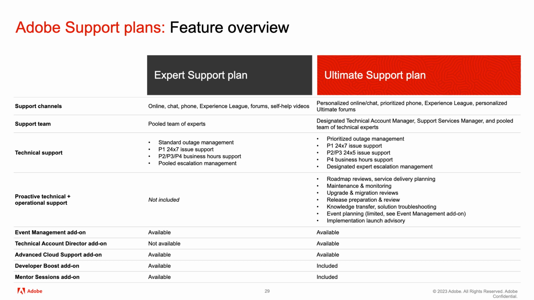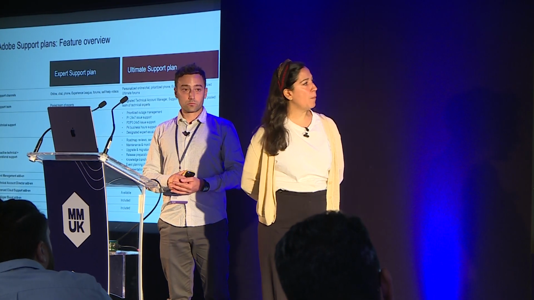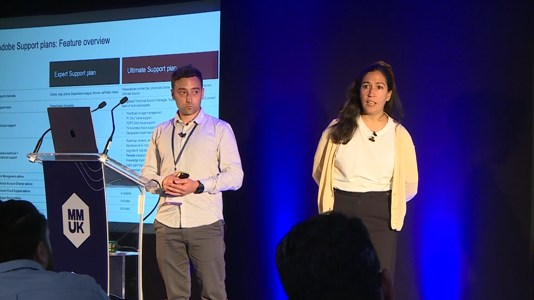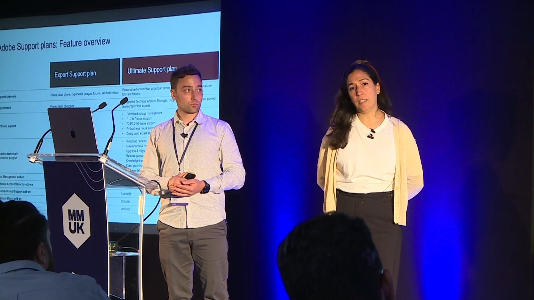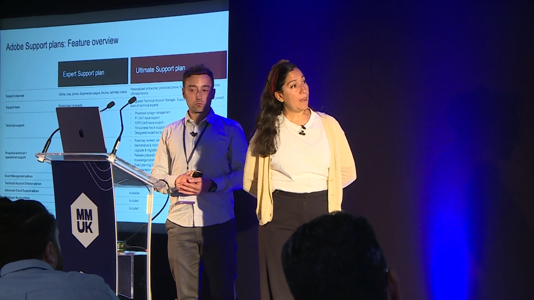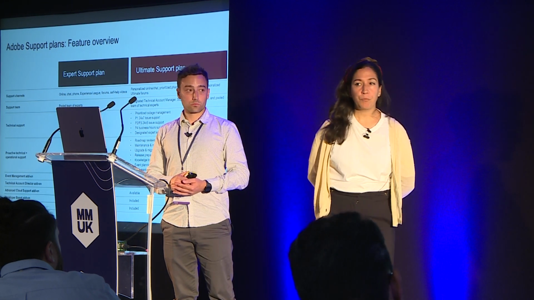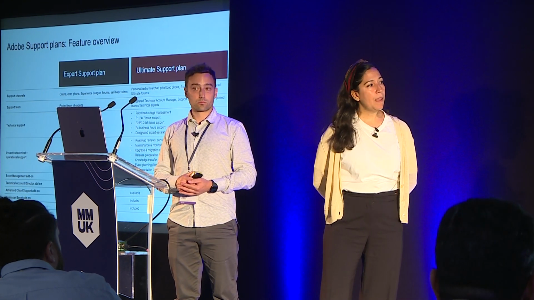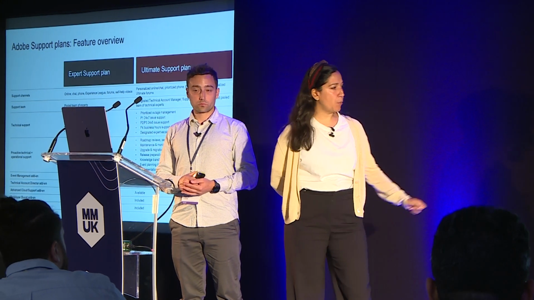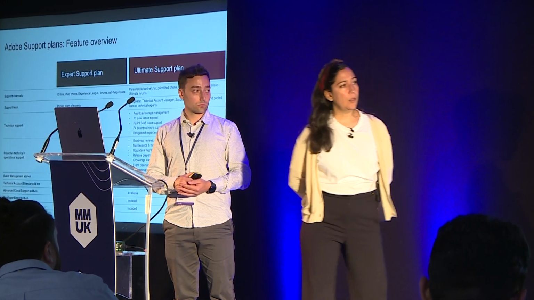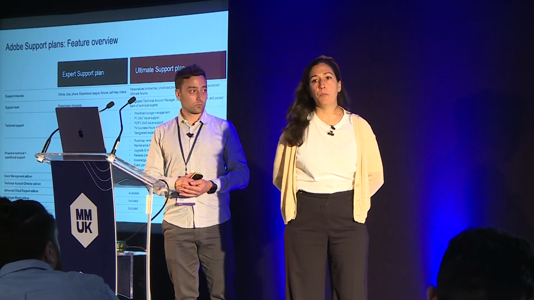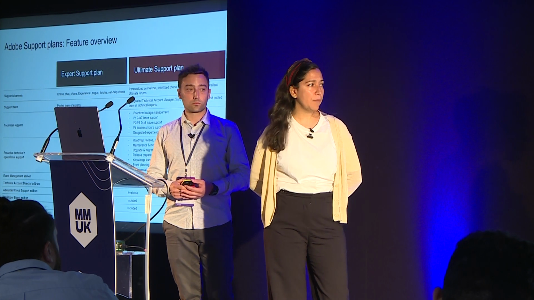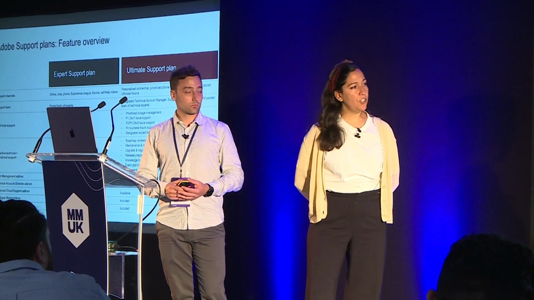It's called the Ultimate Support Plan. And basically, I'm not going to go through all the details, we can speak later, but it adds a personalized online chat, a designated technical account manager, a person that is familiar with your merchant and their environment, a support services manager, prioritized outage management when problems start, and maybe the most interesting part is the proactive technical support. So to adopt that proactive attitude before problems start, right? We help you with roadmap reviews, to plan your upgrades, your migrations, to prepare for releases, and so on.